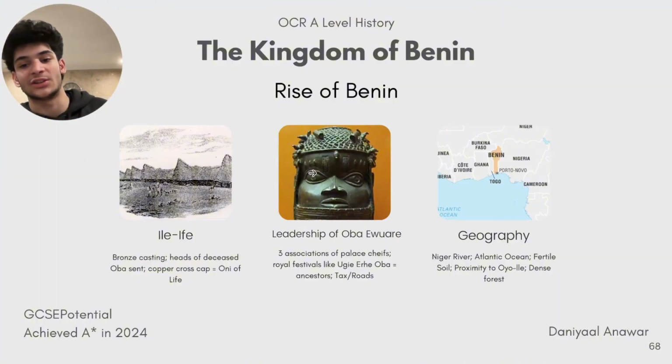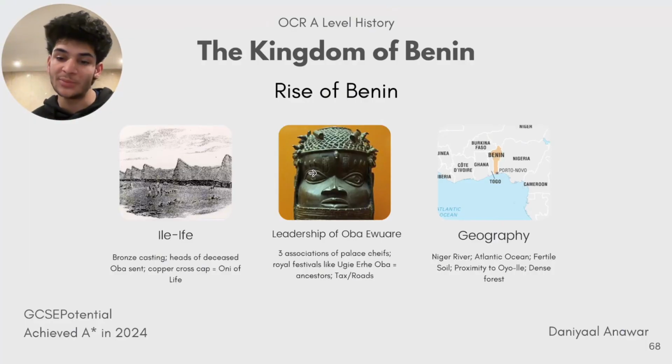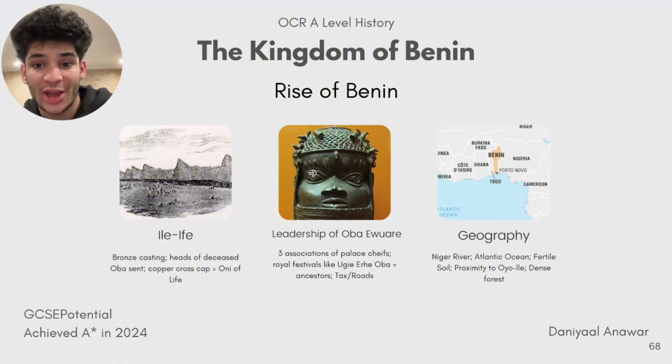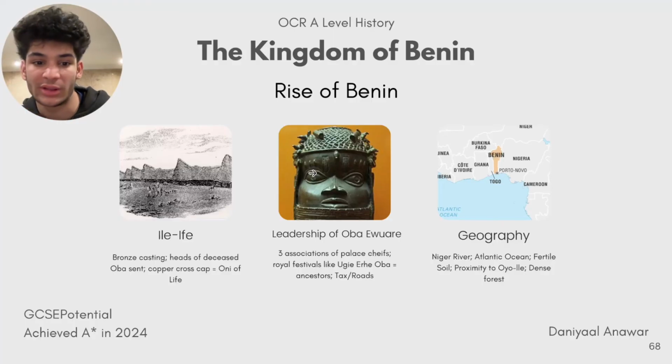The final point for the reason for the rise of Benin was geography. The Niger River ran through Benin, which is quite good because trade could flow through. The Atlantic Ocean was also nearby, so that meant trade with Europeans was viable, and there was easier trade with other areas of Africa as well. There was a lot of fertile soil in Benin, which meant that more crops could be grown with more efficiency. And there was also proximity to Ile-Ife. And that was advantageous because of the spiritual backing it presented.